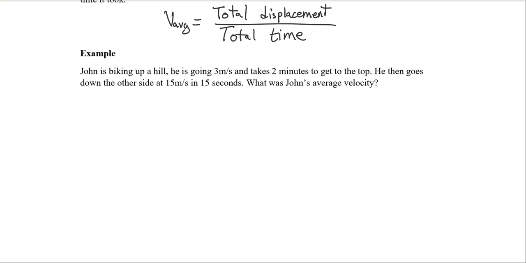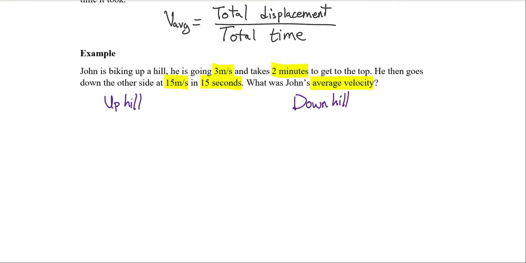So I'm going to highlight our information again. 3 meters per second, 2 minutes to the top, and then 15 meters per second for 15 seconds, and we want to know what his average velocity here is. If we just took the average between 3 and 15, that wouldn't work because John was going 3 meters per second for quite a bit longer. So there are two portions to this problem, pretty easy here. It's when he's going uphill and then when he's going downhill.